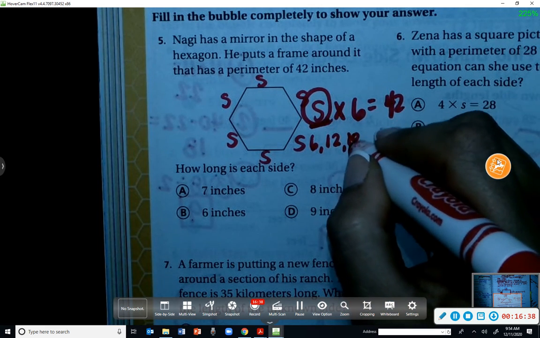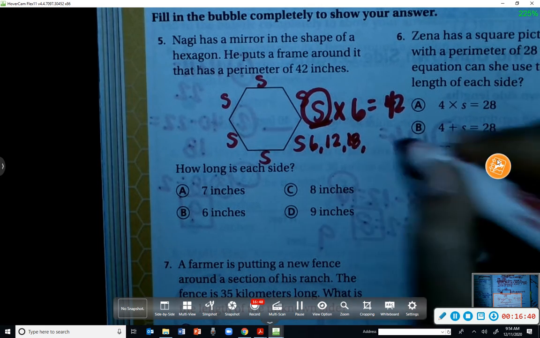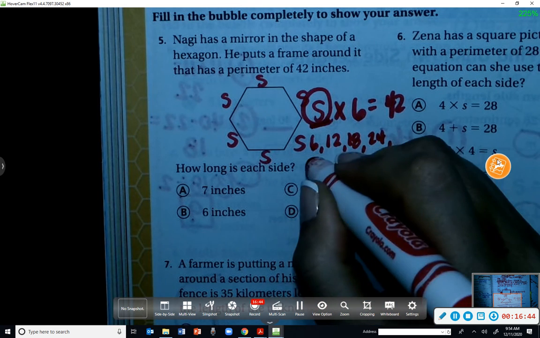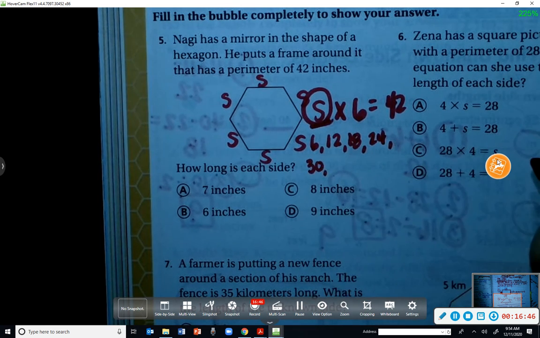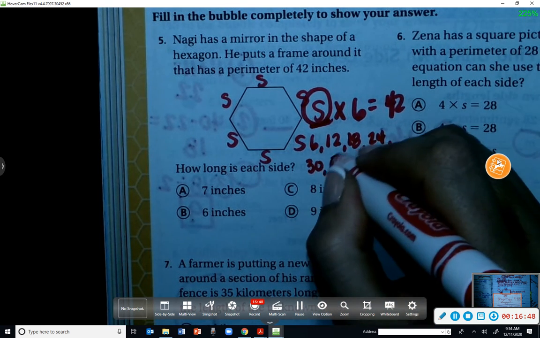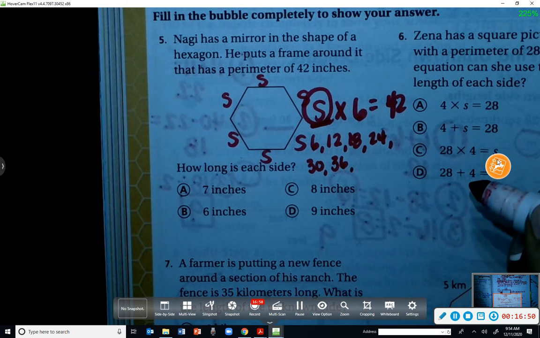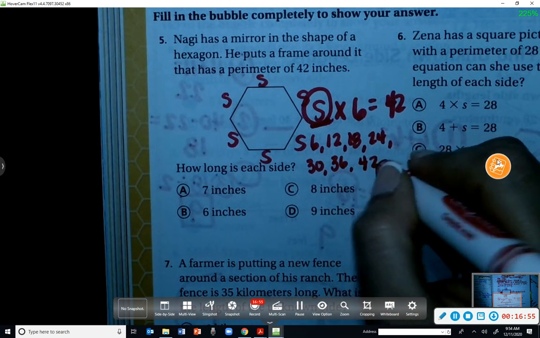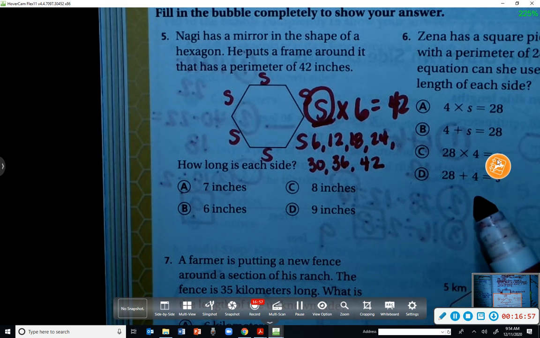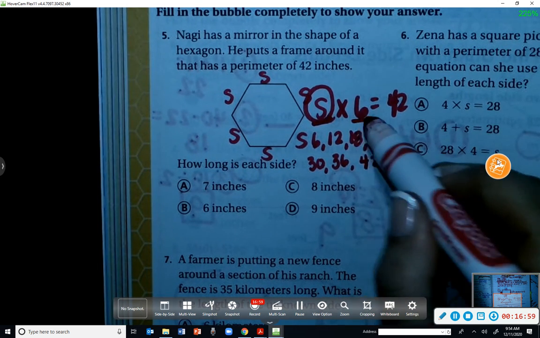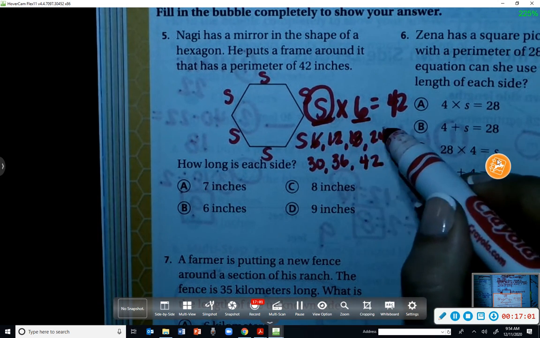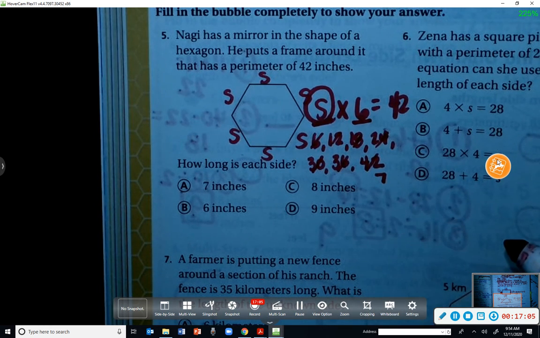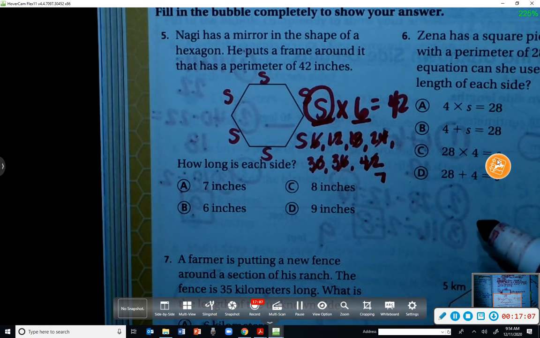18. 24. 30. 36. 42, okay. Now I'm going to count how many times I skipped by 6. 1, 2, 3, 4, 5, 6, 7. 7 skips. So my answer would be what?